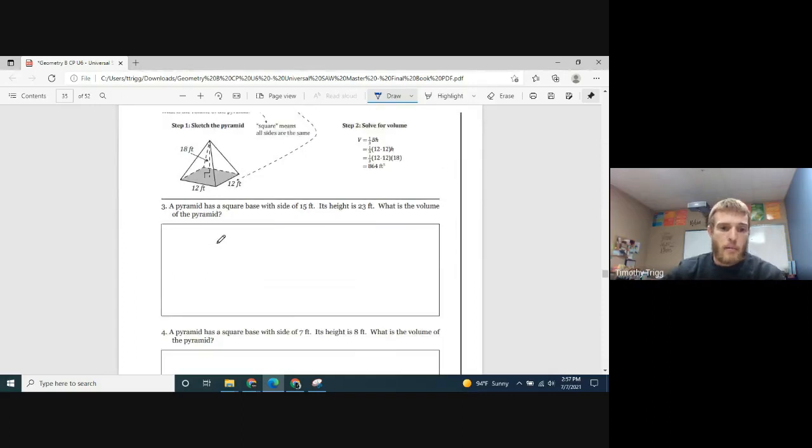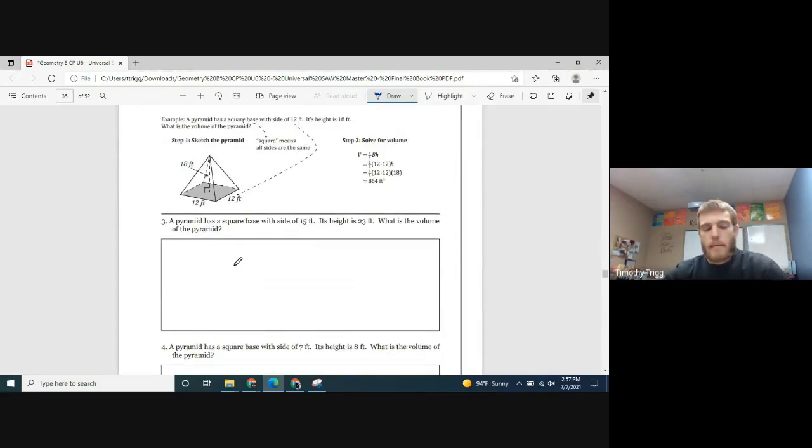All right, for number 3 and number 4, it's the exact same thing, except they don't give you a picture, they just tell you in words. A pyramid has a square base with side 15, so you can go ahead and draw it if you want. So my drawing is not going to be that great, but you got a pyramid here. Great. So base with a side of 15. So both the sides of this 15. And its height is 23. So the height is 23. Okay, you can't really see what I wrote there, but maybe I'll just write to the side that the height is 23.